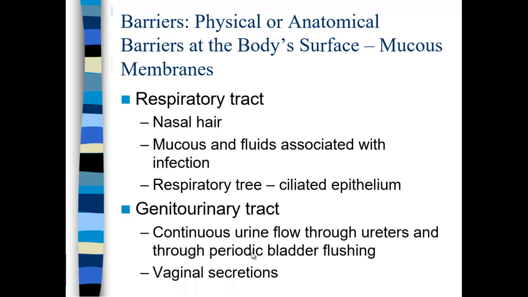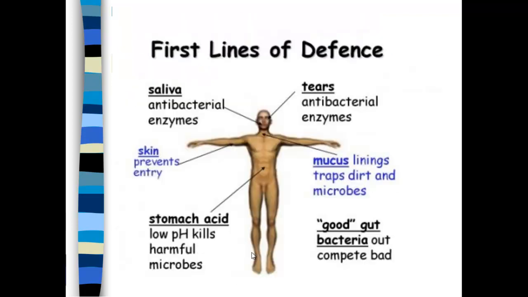Okay, and then genital urinary tract. There's a continuous urine flow through the ureter and through periodic bladder flushing, and urine flow keeps the genital urinary tract sterile. And then vaginal secretions, which provide a harsher environment for foreign invaders like bacteria. Then those secretions are flushing the foreign invaders outside the body.